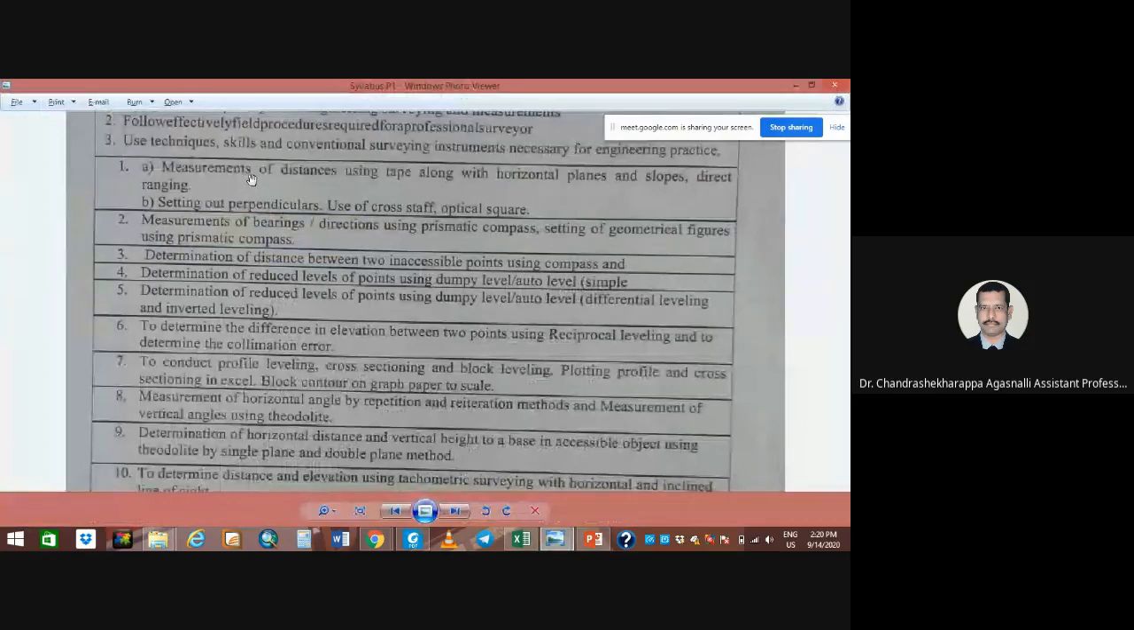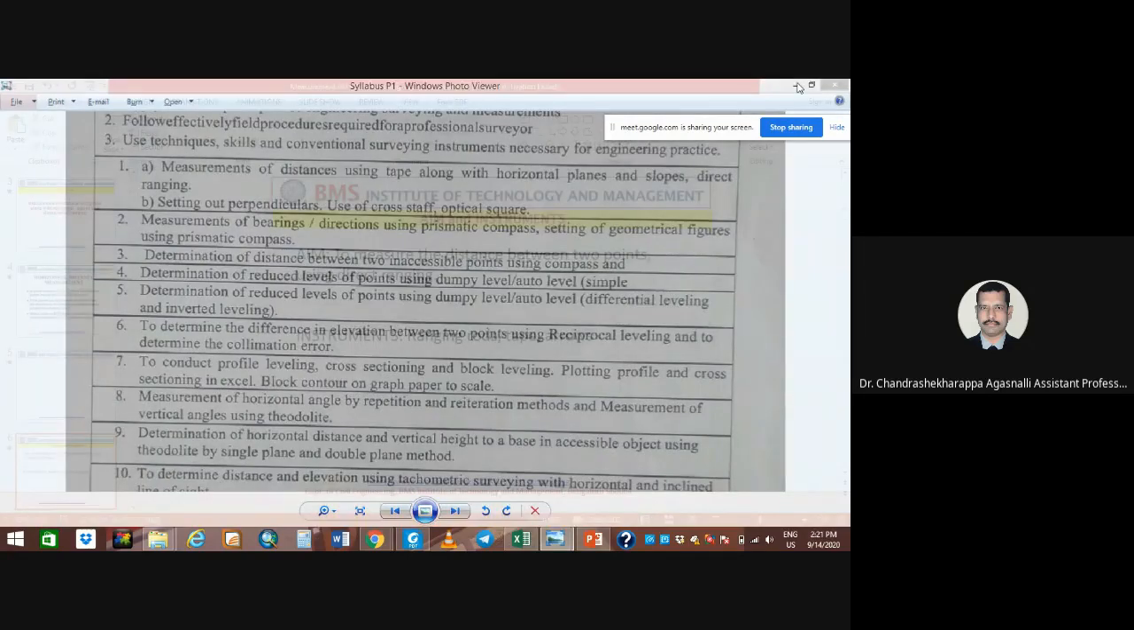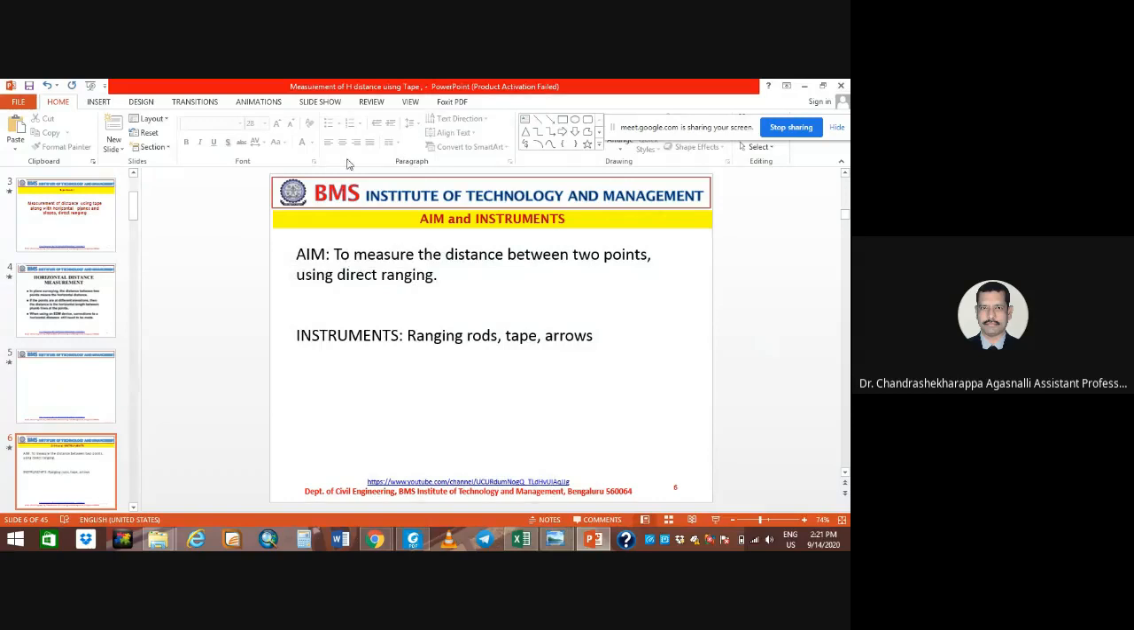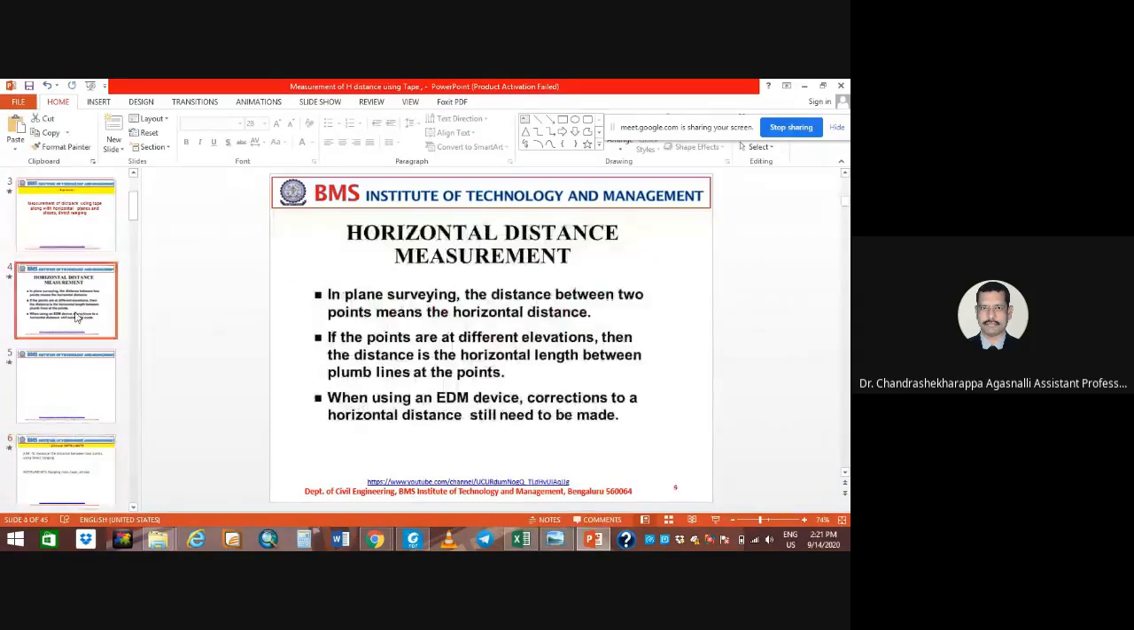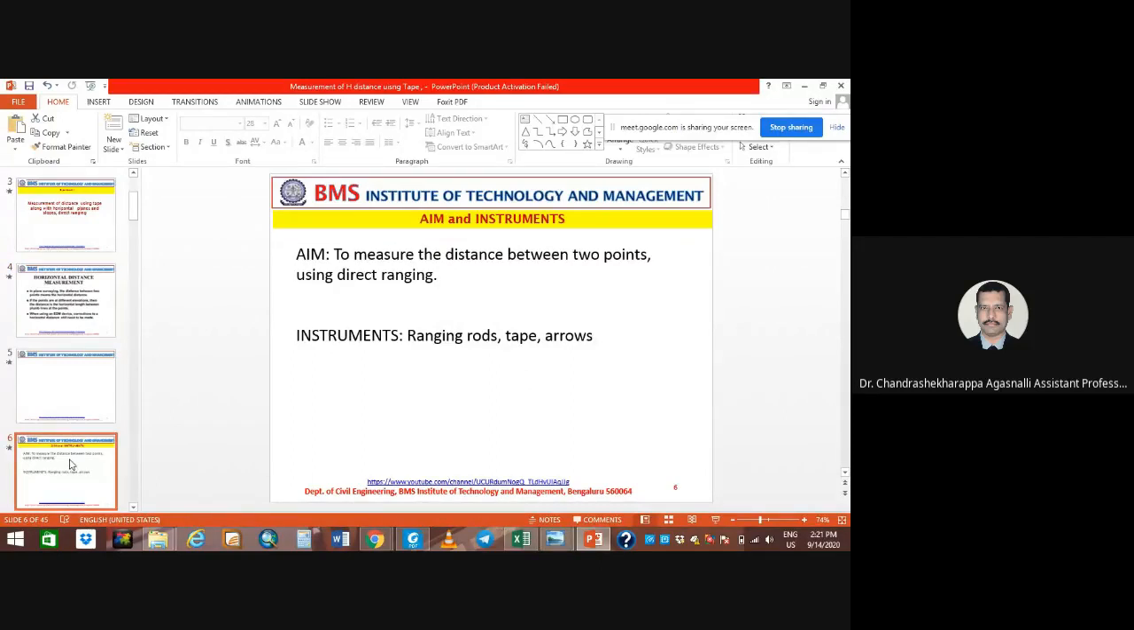There are 2 experiments within that. First one, A and B, measurement of distance using the tape along with the horizontal planes, slope, and direct ranging. The second one is setting out the perpendiculars, the 90-degree angles, for a particular area, using the cross staff and optical squares. Here, the first one is what we are discussing: measuring the distance between 2 points.